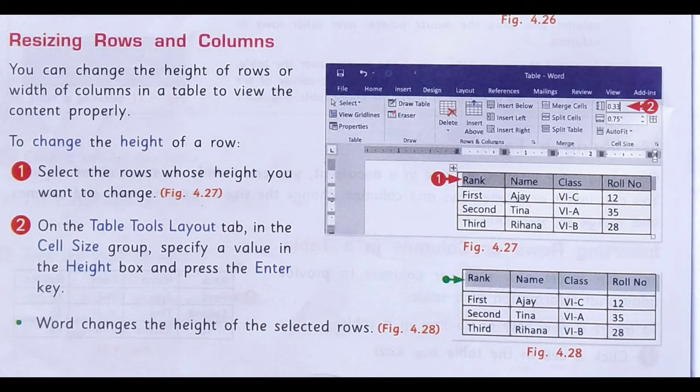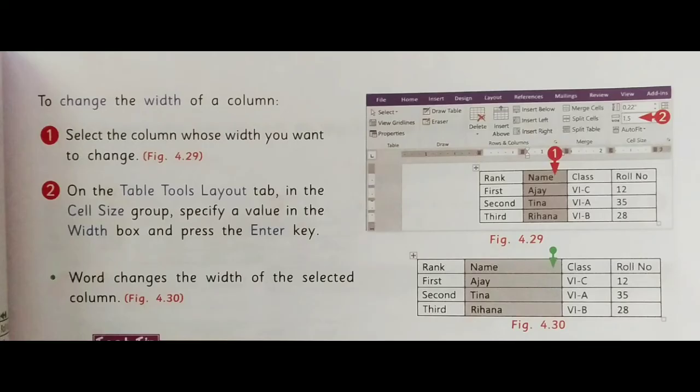Resizing rows and columns. You can change the height of rows or width of columns in a table to view the content properly. To change the height of a row, select the rows whose height you want to change. On the Table Tools Layout tab, in the Cell Size group, specify a value in the Height box and press the Enter key. Word changes the height of the selected rows. To change the width of a column, select the column whose width you want to change. Then, on the Table Tools Layout tab, in the Cell Size group, specify a value in the Width box and press the Enter key. Word changes the width of the selected column.